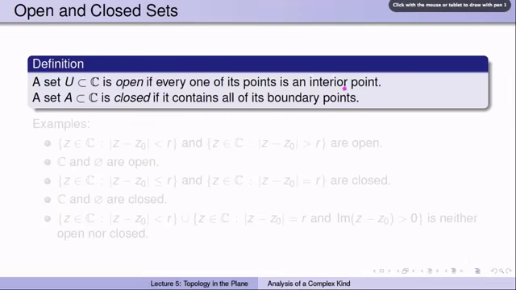We say that a set is open if every one of its points is an interior point. And on the other hand, we say a set is closed if it contains all of its boundary points. So those are actually quite subtle definitions, so we need to look at some examples to understand those a little bit better. So the ball of radius r centered at z0 is an example of an open set.